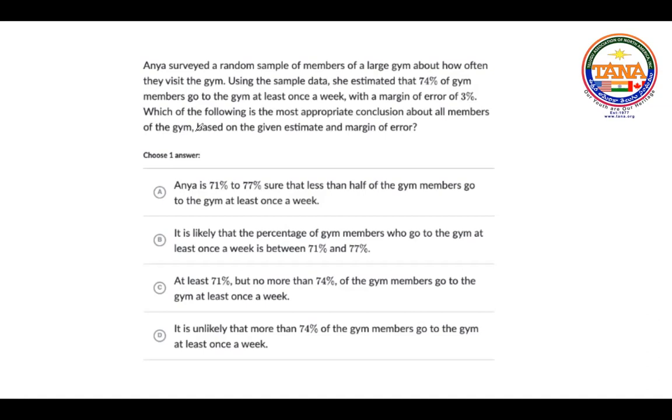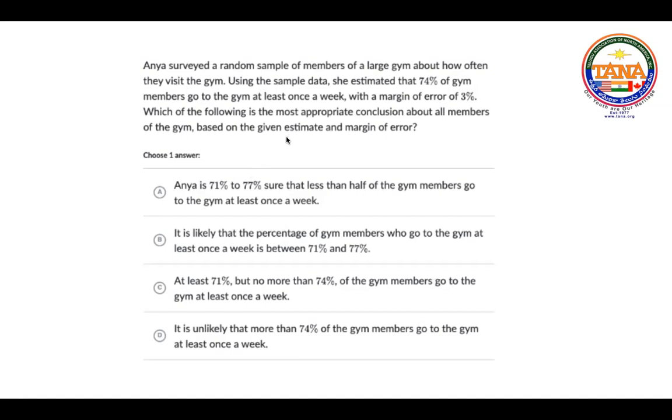So let me just look at this real quick. Anna sampled a random sample of members from a large gym about how often they visit the gym. She estimated that 74% of gym members go to the gym at least once a week with a margin of error of 3. Which of the following is the most appropriate conclusion about all the members of the gym based on the given estimate and margin of error?